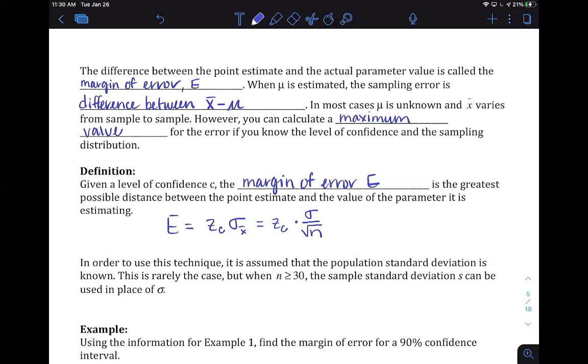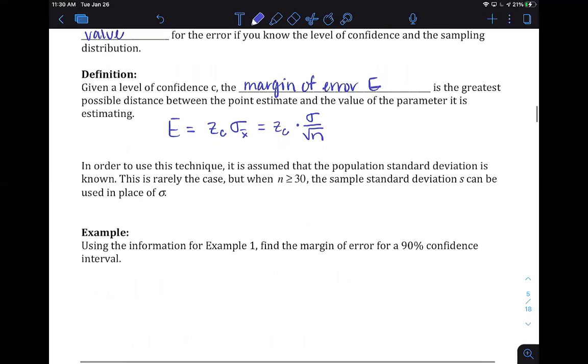Okay. So in order to use this technique, it's assumed that the population standard deviation is known. This is rarely the case, but remember, if n is greater than or equal to 30, we can assume that it's normally distributed and use our sample standard deviation as our population standard deviation.